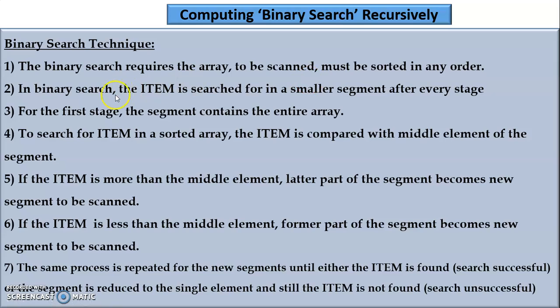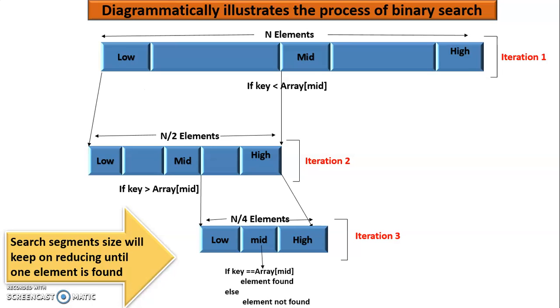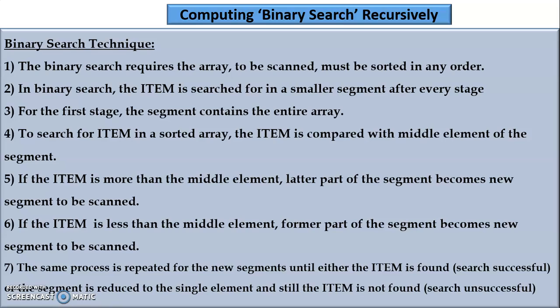This technique has 7 steps. I'm going to switch between the steps as I read and the diagram in this slide, and explain both slides. The first point is, as I said, binary search requires the array to be scanned to be sorted, in any order. It could be ascending or descending.